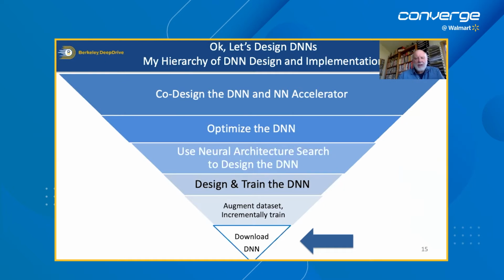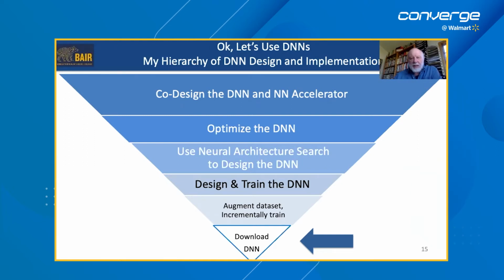Now I'll transition into how one actually applies these in practice. If you want to use deep neural nets in practice, there's probably nothing simpler than just downloading the deep neural net. What I show here is a hierarchy of methods of using deep learning and deep neural nets, from the most straightforward at the bottom to the most sophisticated at the top.